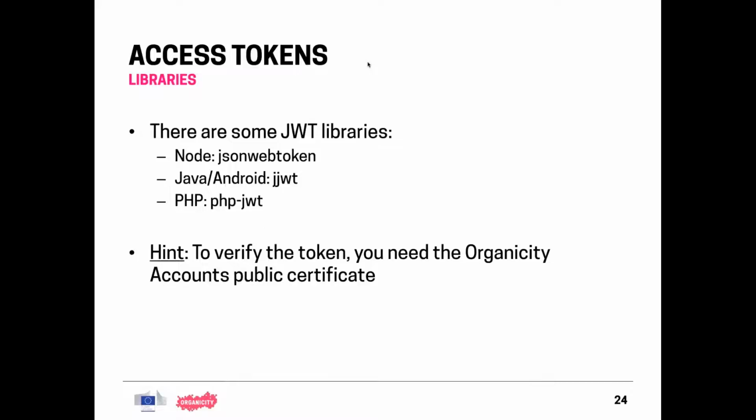Again, you don't have to write your own JWT parsing stuff. You can use existing JWT libraries. For example, for Node.js, you can use JSON Web Token. For Java, you can use JJWT. Or for PHP, you can use PHP JWT. By the way, if you want to verify a token, so if it's really valid and if it was issued by Organicity accounts, you need our public certificate, which is also published on GitHub.